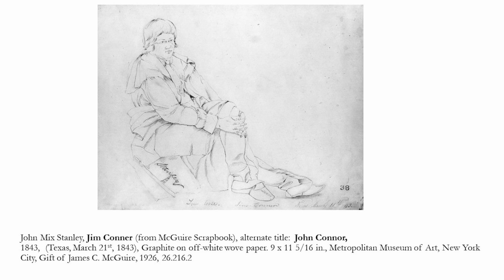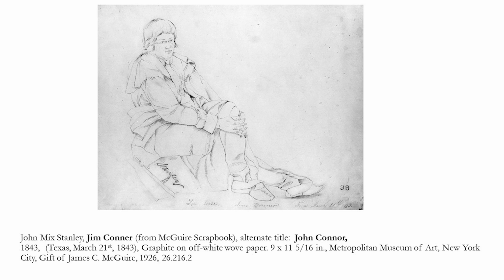Another surviving pencil sketch by Stanley is identified in the inscription as Jim Connor, and it is likely the person identified in the minutes and documents associated with the council as John Connor. John Connor was part of the Delaware contingent. As you see, he has an anglicized name. And he served as an interpreter for the Delaware during the council, and was, from the implication of his name, partially Anglo and partially Delaware.